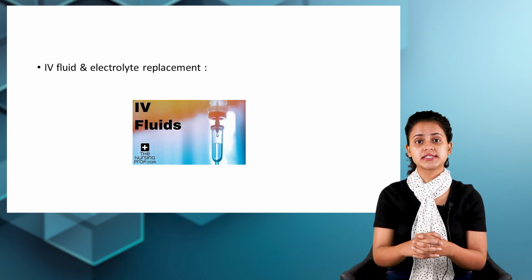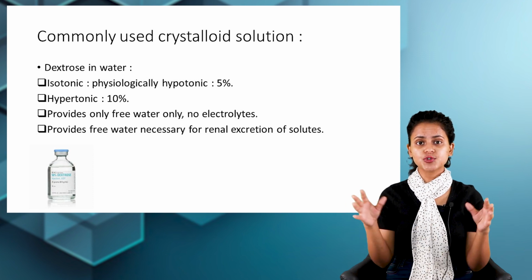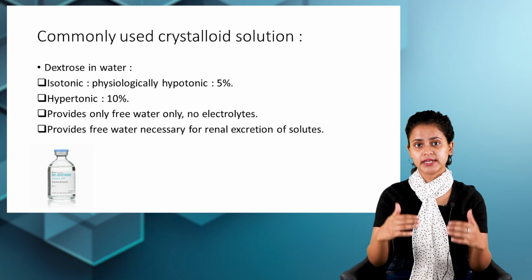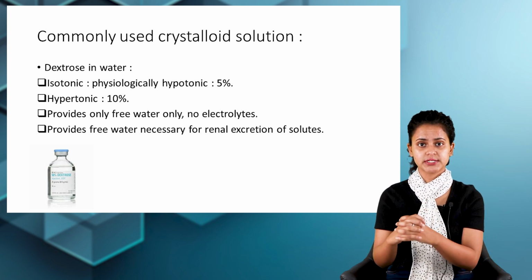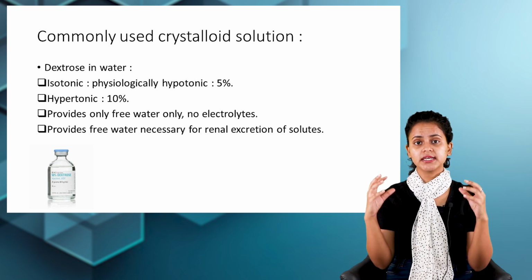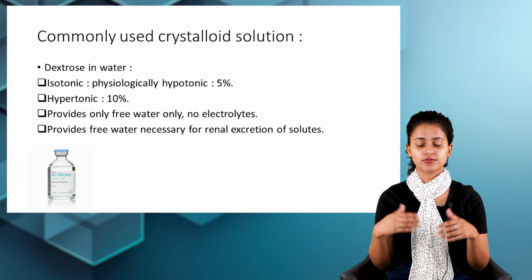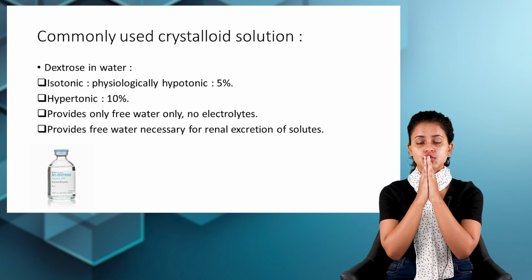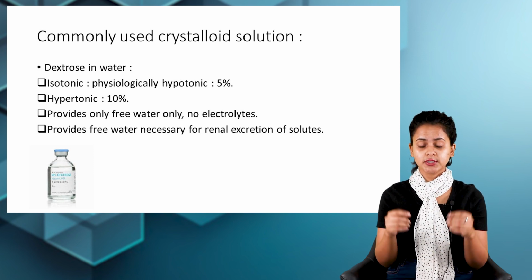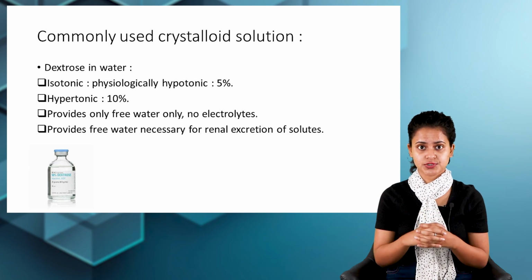Here I'm going to read about the most common types of solution that are generally used for the intravenous replacement of fluid and electrolyte. Now we are going to read about the commonly used crystalloid solutions in fluid electrolyte replacement. So the first type of crystalloid solution is the dextrose solution, or dextrose mixture in water.